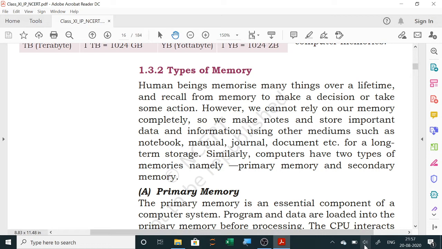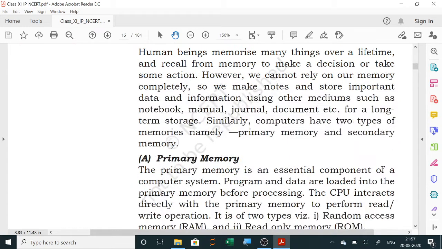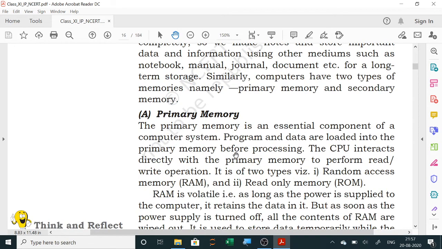Similarly, computers have two types of memories, namely primary memory and secondary memory. Now, this is important. Two types of memories are primary memory and secondary memory. Primary memory is also called the internal or the main memory, and secondary memory is also called the external or storage devices. Now, a primary memory is an essential component of a computer system.